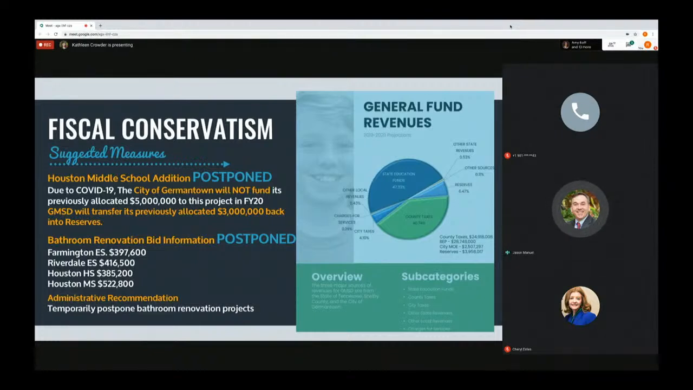We have built up a reserve. Now, we've talked about our reserve in the past and the fact that we have to have millions, close to $8 million, just to pay the bills until our funding comes in every single year. But beyond that, we built a reserve just for times like this so that we can continue our programs, we can continue our staffing without having impacts on children and what's happening in the schools. But because of the uncertain times, our recommendation, like I said, is to postpone the bathroom renovation, and we don't have a choice for the Houston Middle School addition, but save that money for the Houston Middle School addition until the city comes back to us and is ready to go to bond for us.